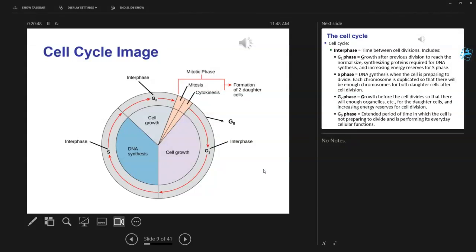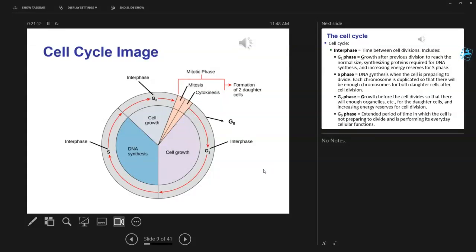So now the cell is getting ready to divide, and before it divides, it'll have another growth phase called G2. And so the cell will grow a little bit and maybe make some more organelles so that when it divides, the two daughter cells will have enough organelles to get started in their lives.